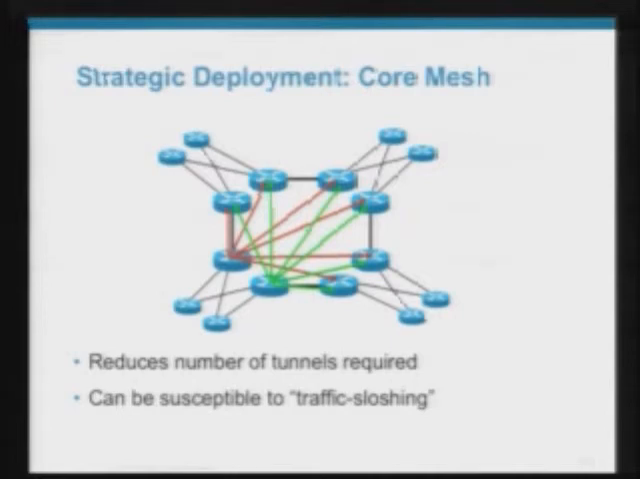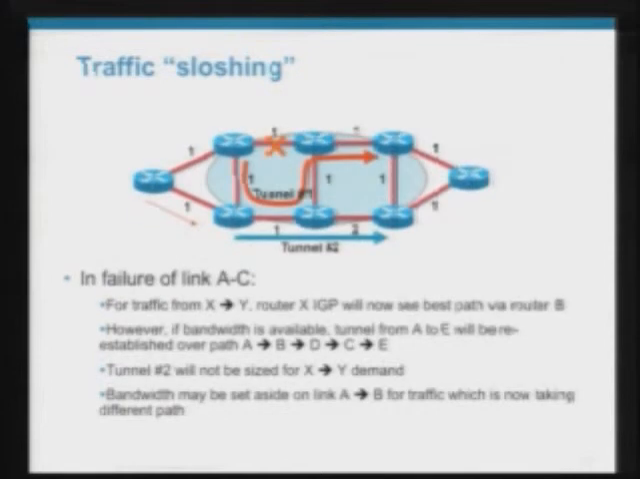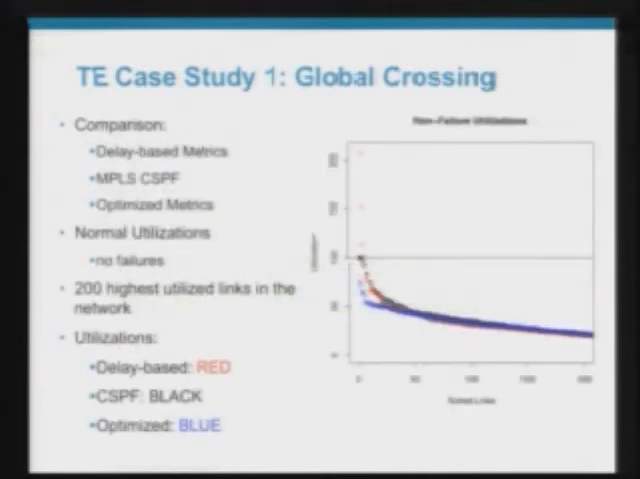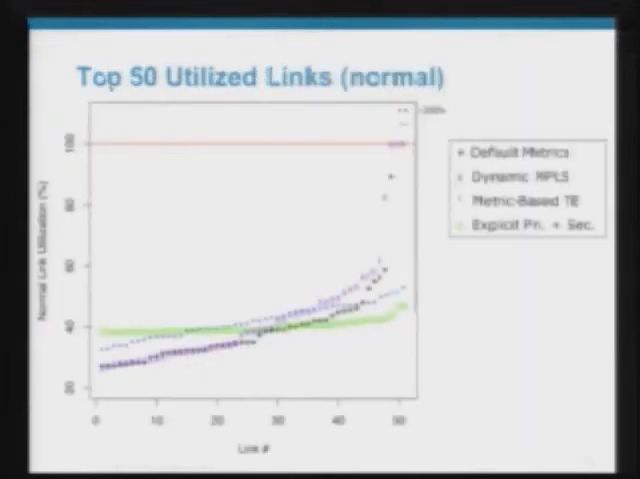Those cover the choice between where to put the mesh, how to make sure that your own routers are not sending traffic to different tunnels under failure. That if an edge router is sending traffic to a particular core router, that it continues to do that instead of sloshing the traffic around elsewhere under failure. And he has a good case study on the use of dynamic MPLS from Global Crossing, 2004. So I will skip over those.